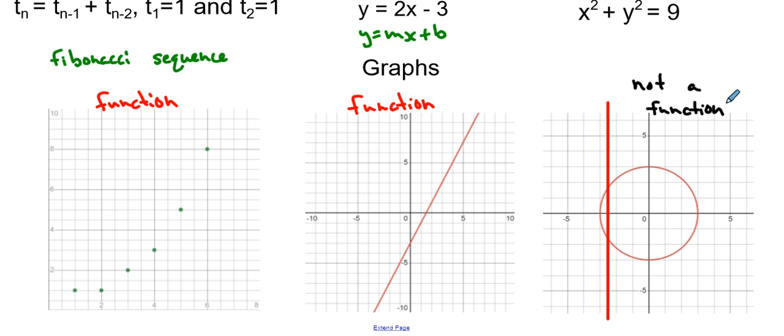So to recap, a function is a special type of mathematical relation that will obey a rule and will have inputs and outputs. But what's unique about it is that each input will only ever have one output as a result.